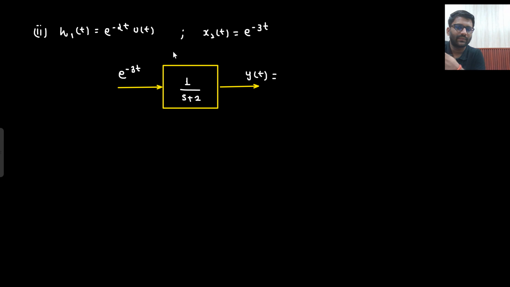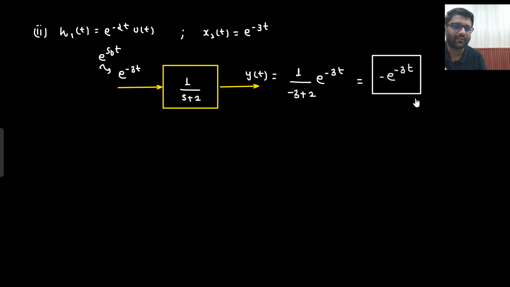This is the question. h1(t) is e to the power minus 2t u(t), x2(t) is e to the power minus 3t. So if I solve by the concept of eigenvalue and eigenfunction, because what is this? This is in the form of e to the power s naught t. So if I solve by that particular concept, that means the s naught value I need to put here, minus 3 plus 2, and then the input will be coming as it is. So what should be the answer? As per me, if I solve by the concept of eigenvalue and eigenfunction, this should be the answer, right?